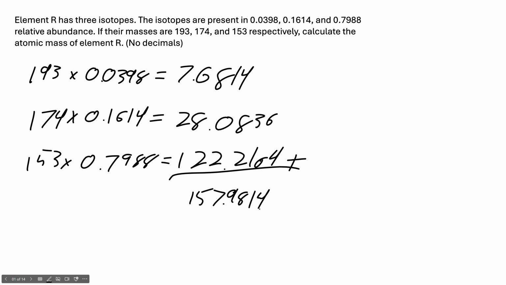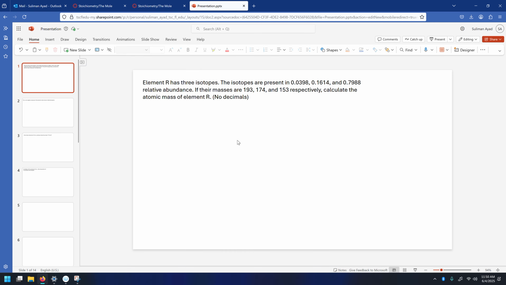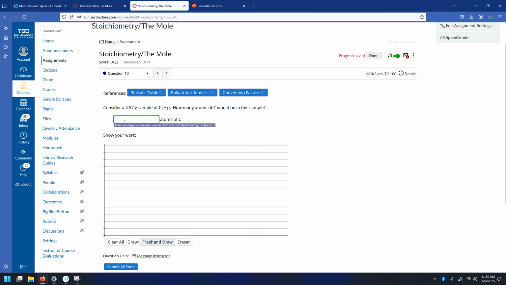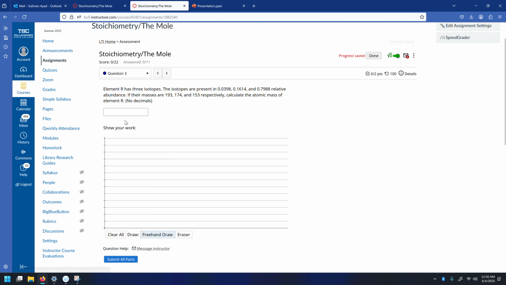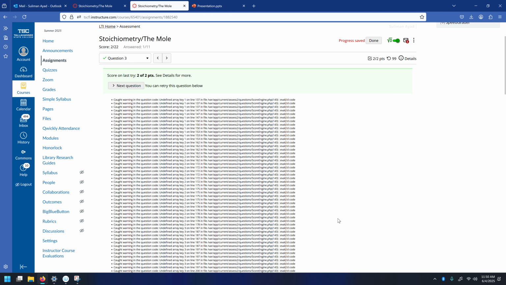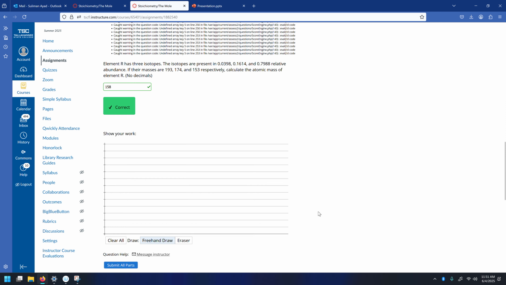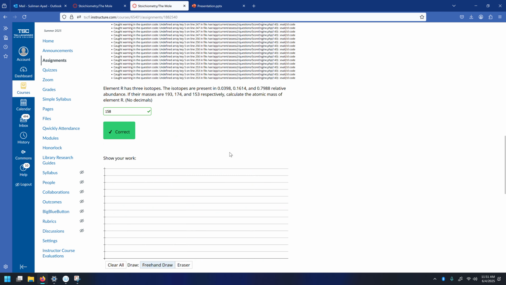Now it's saying don't give a decimal point here, so what I'm going to do is I'm going to round up this decimal to the next value, which is going to be 158. And so that should be our answer, but not to that question. Whoa, that's new. But we got it right anyway, despite what's happening there.